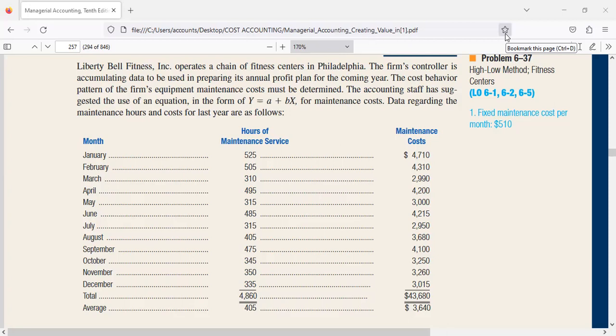So we have data for the last year, that is data regarding the machine maintenance hours, as well as the costs from January to December. That is hours of maintenance service and maintenance costs. So that's our data from January to December. You can peruse through.